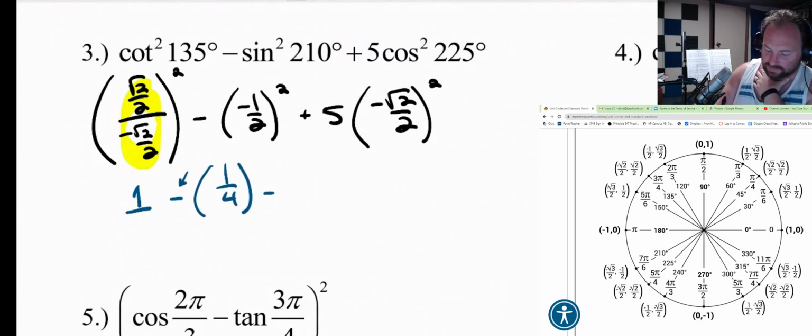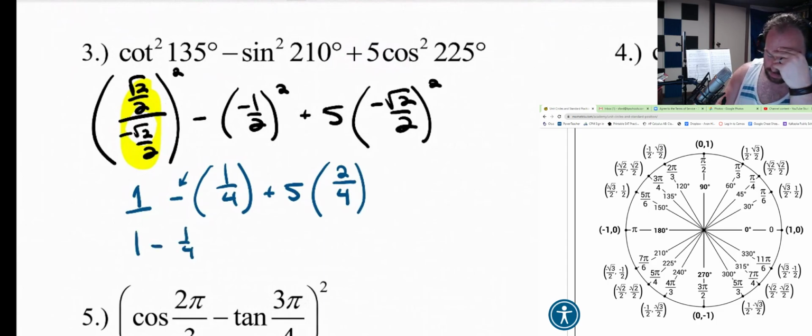And then we're going to have plus this mess over here, 5 times, well, when we square that, it'll become positive 2 over 4, which is just 1/2. Okay, it's not so bad then. So we're going to have 1 minus a quarter plus 5 times 1/2, which is 5 over 2. It's not 5 and 1/2, that's wrong.